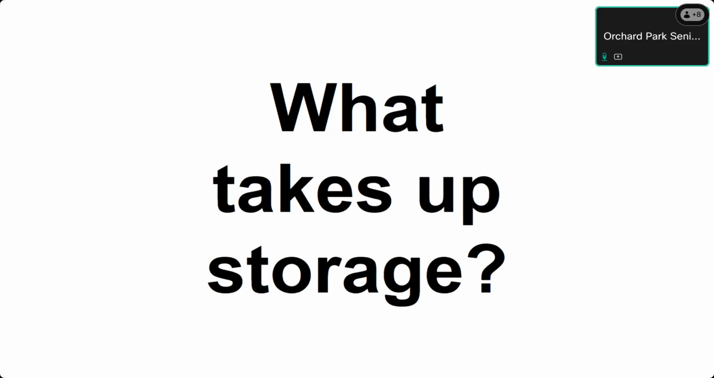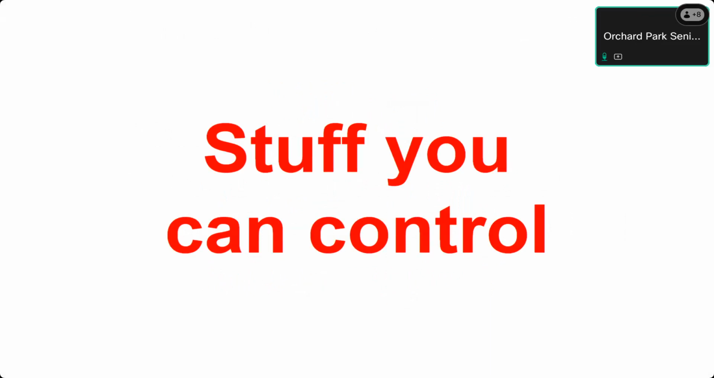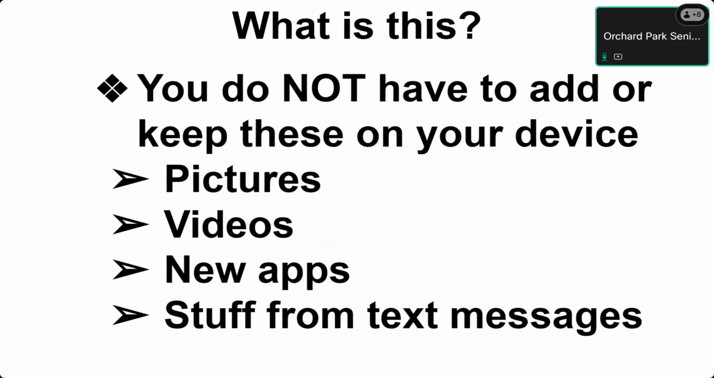So what takes up storage in the first place? There are two types of items, stuff you can control and stuff you cannot. So what stuff can you control from going onto your device? These are items you do not have to keep on your device at all. As weirdly as this sounds, you do not have to take pictures. You do not have to take videos. You don't have to add new apps. You don't have to text.